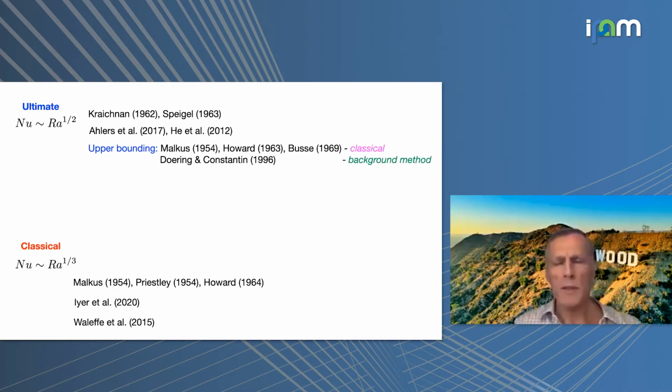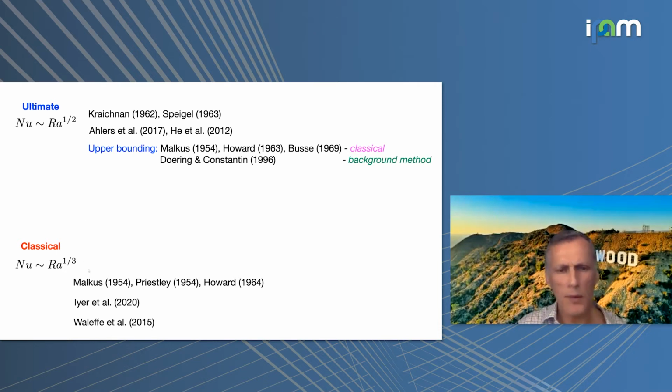Okay, so just a very simple overview of the sort of results out there on the Nusselt number. As Basil Galeg introduced us to on Monday, there's something called the ultimate regime, which is based on mixing length theory, basically. Goes back to Kraichnan and Spiegel in the 60s. And this has the Nusselt number going as Rayleigh to the half. Then there's the classical regime, where the Nusselt number goes as Rayleigh to the third.